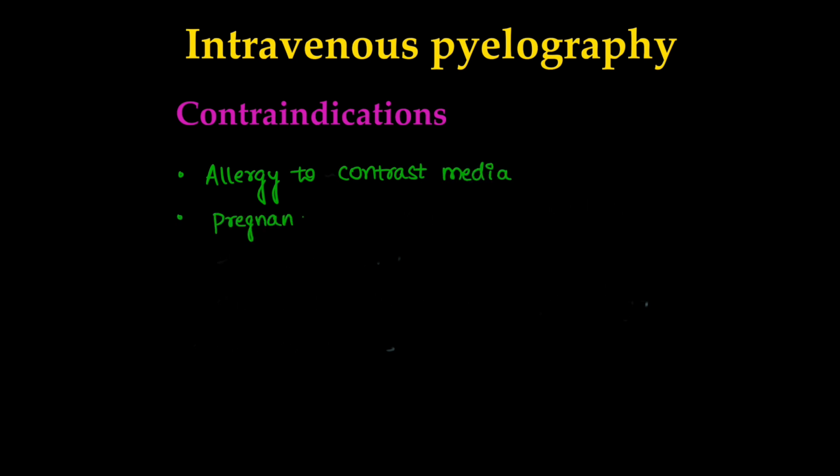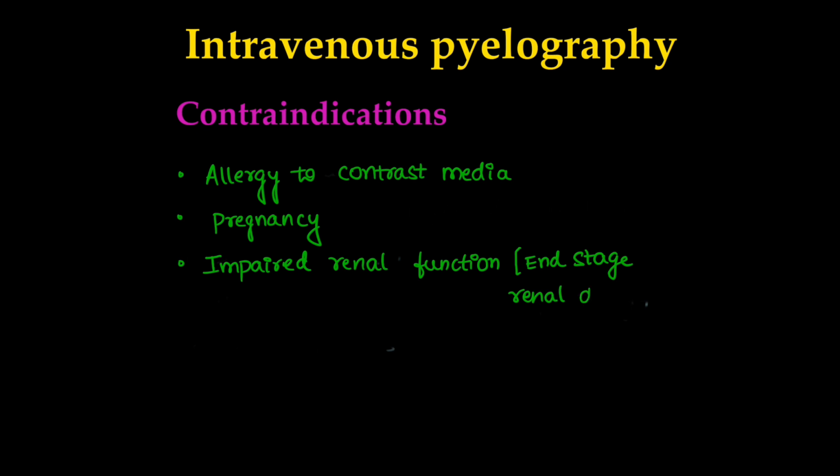What are the contraindications for IVP? Any known allergy to contrast media is a contraindication. Pregnancy, of course, because radiation is used. Impaired renal function, that is end-stage renal disease, is a contraindication for IVP.